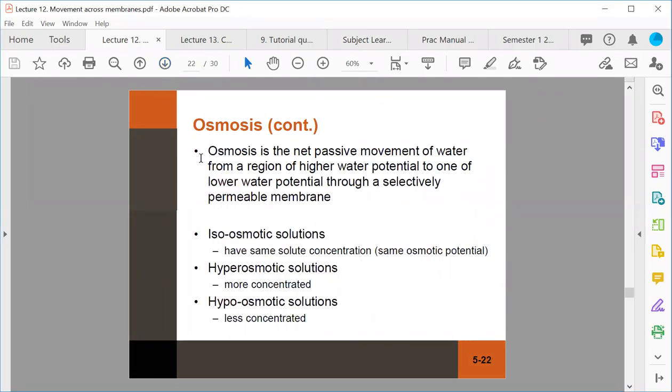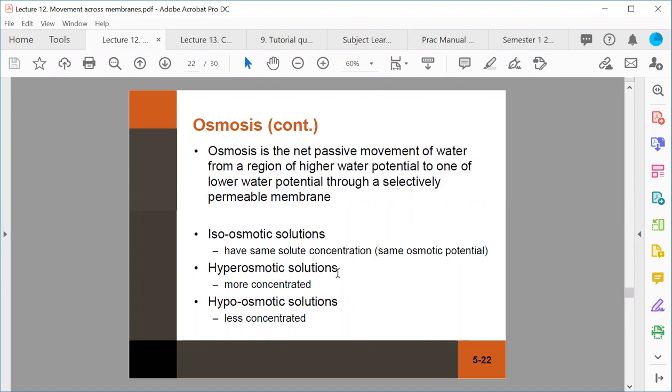Okay, so now we can actually define osmosis. Osmosis is the net passive movement of water from a region of high water potential to one of low water potential through a selectively permeable membrane.